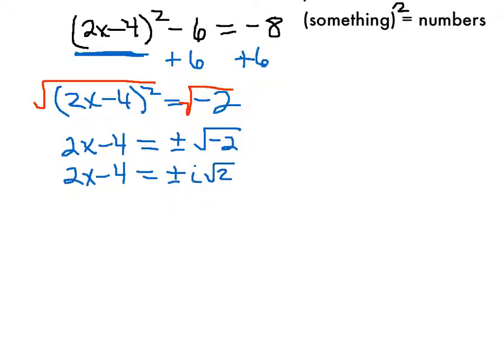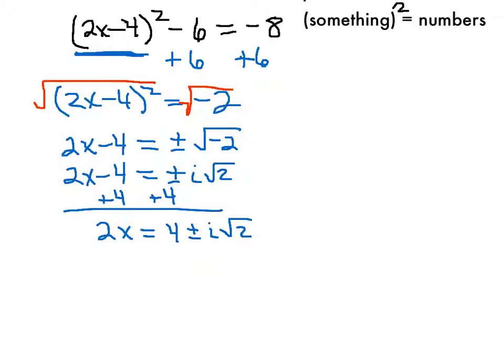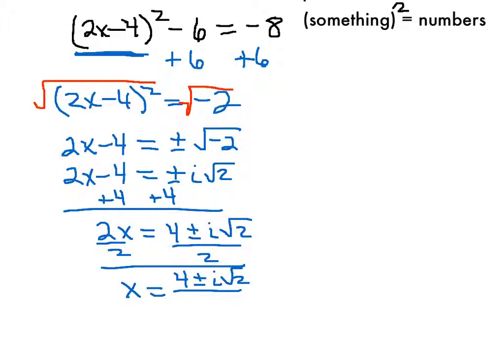Now what I want to do is just solve for x. So I'll add 4 to both sides. I'll get 2x equal to 4 plus or minus i root 2. And I have to write it like that because I cannot combine the 4 and the i root 2. And now finally, if I divide both sides by 2, I'll get x equal to 4 plus or minus i root 2, all over 2.